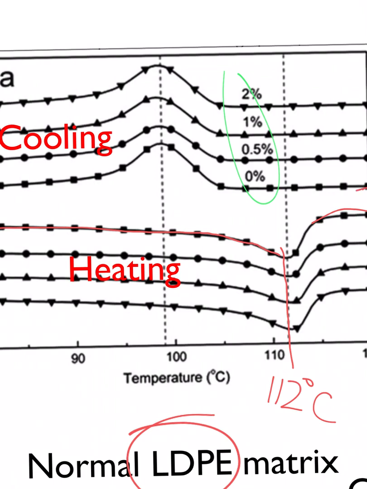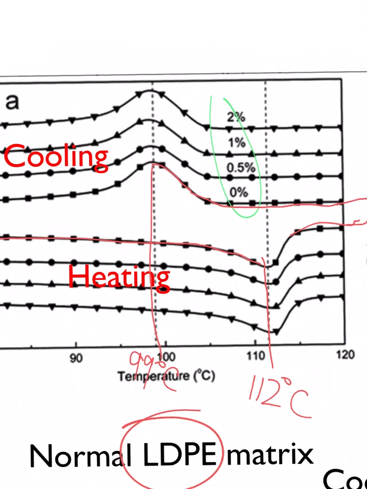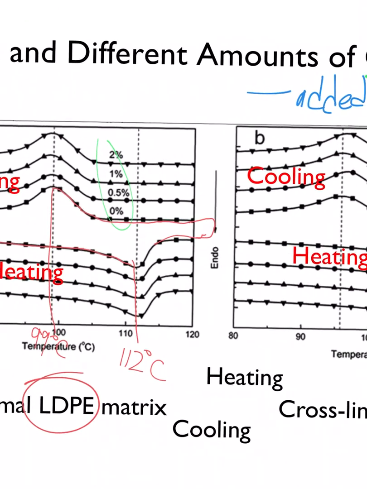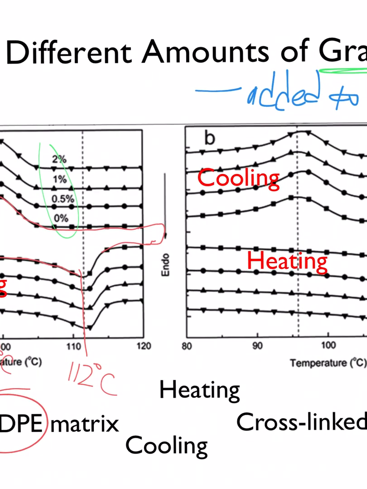And so now we're looking at cooling, and we see crystallization happening at whatever that is, 99 C in this particular context. And as you can see, the amount of graphene doesn't really change things all that much in this context. Pretty much the same in either case. But what they did do that makes it interesting is they did the light cross-linking that I talked about.